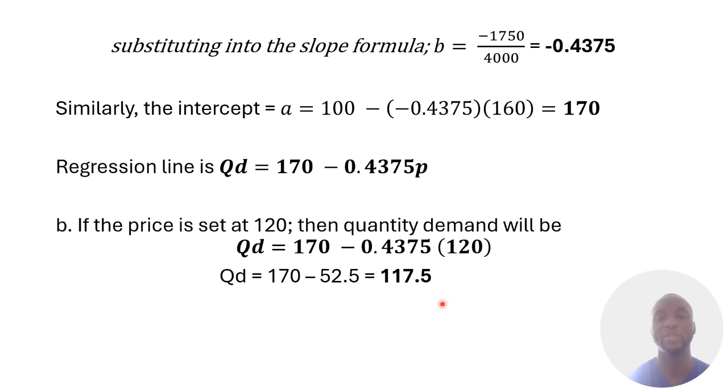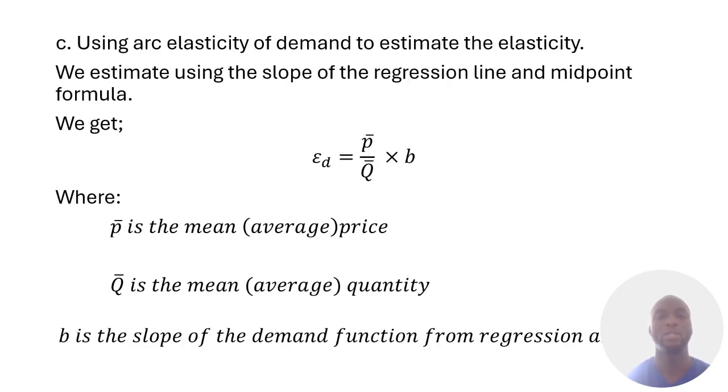Don't forget, we multiply this by this first. That's how we got 52.5. 170 minus it, we get 117.5. So what this implies is that if our price changes to $120 per day, it means that the quantity demanded will be 117.5. So you can approximate that 118 meals per day will be demanded if our price was 120. Now let's move on to the next slide.